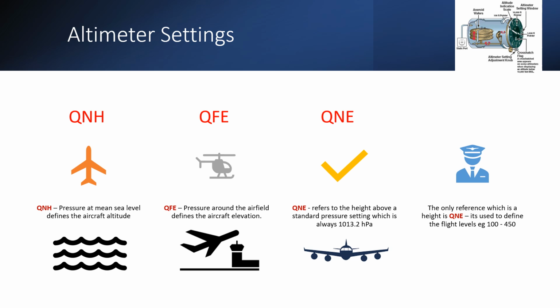The final Q code of our set is QNE, and this is the only one which is actually a height in feet. This value is the height above sea level if we were to assume that the sea level pressure were at the universal standard pressure setting of 1013.2 millibars or hectopascals. It is QNE that is used to define flight levels. Since the sea level pressure is not always 1013.2, then the GPS or actual elevation of a flight level changes according to the prevailing air pressure.